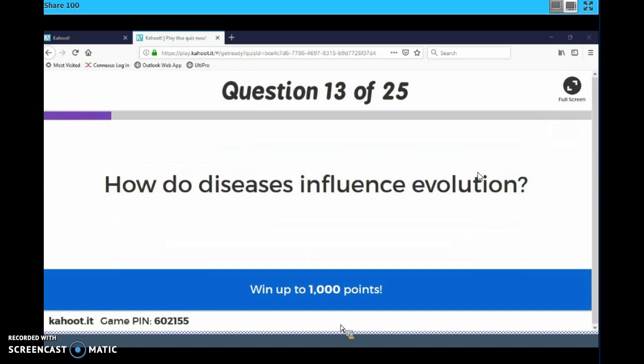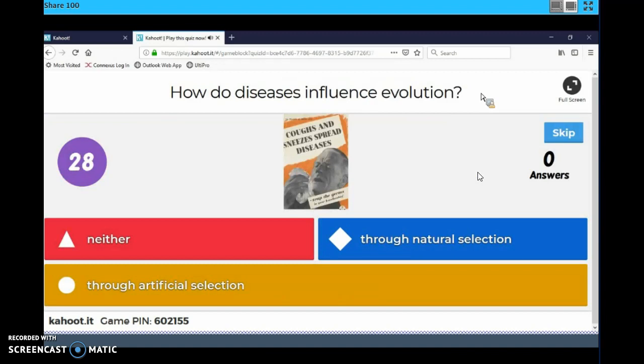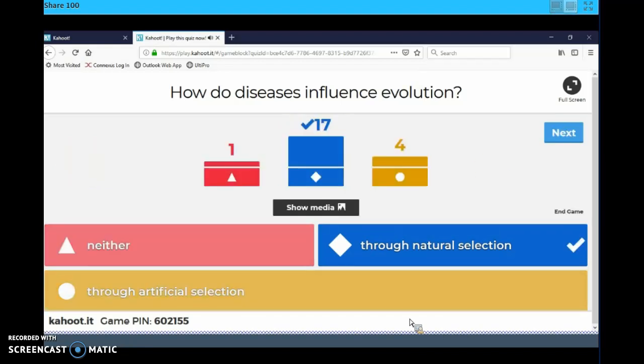How do diseases influence evolution? So this is another question, kind of like that other one. Basically, how do diseases occur? Through natural selection, artificial selection, or neither? And diseases are natural, so that's through natural selection.